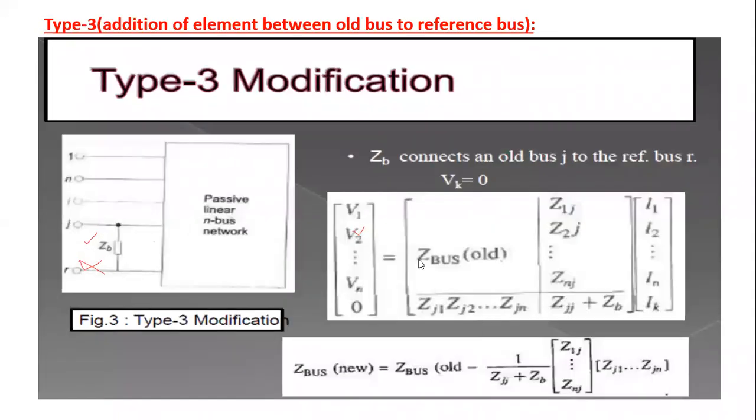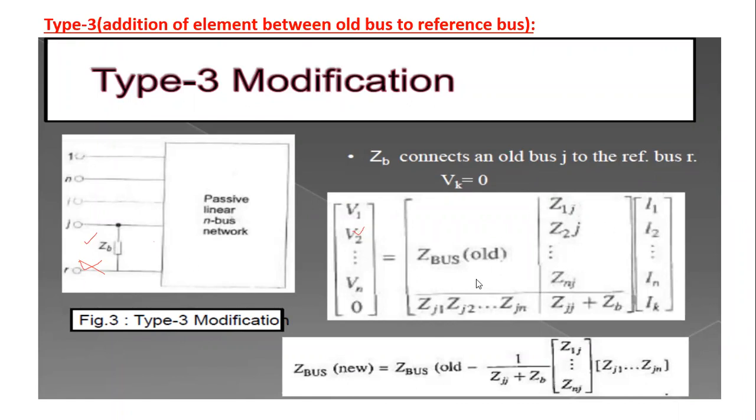Similarly, type 3 modification. Type 3 modification means the addition of element between the old bus to reference bus. Old bus is J and reference is R.